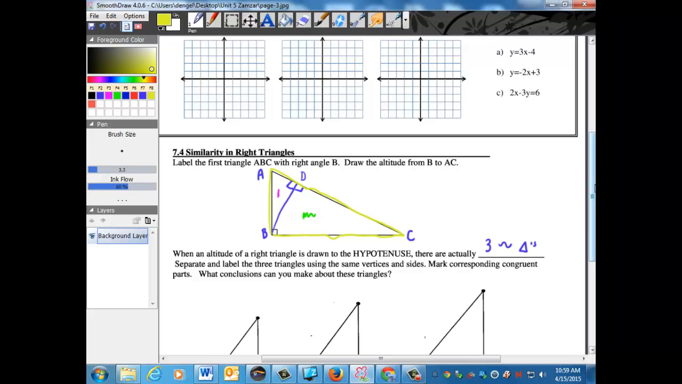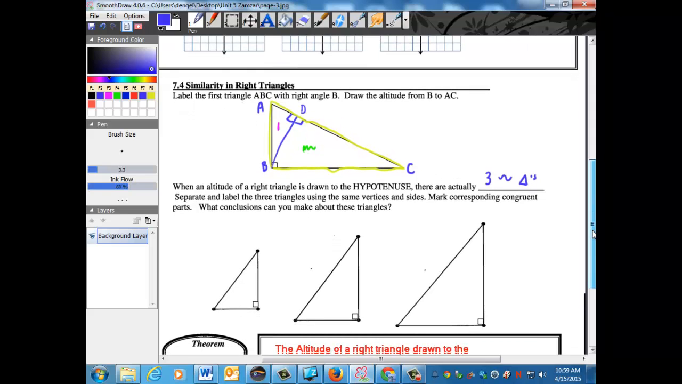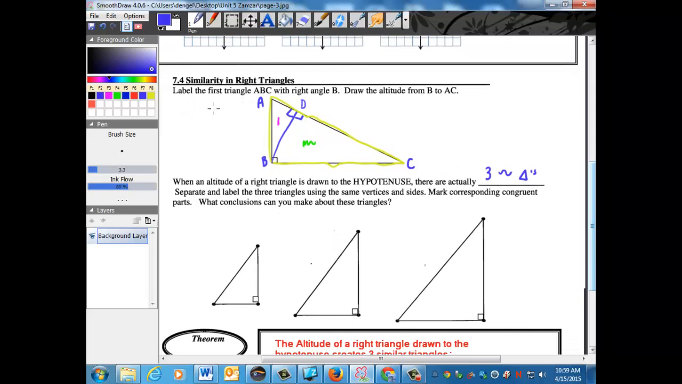Okay, so let's separate these and learn why they are in fact similar. The first thing that we want to do, which is a little tricky, is we want to separate these three triangles so that they're all facing the same direction. Since our pink triangle is our small one, here's our small triangle right here. It looks like A and D are at the base. D is your right angle. Here's vertex A, and then B will be up at the top.